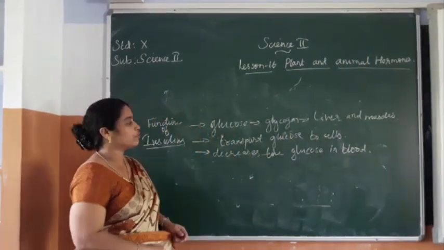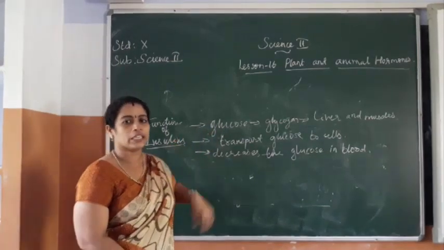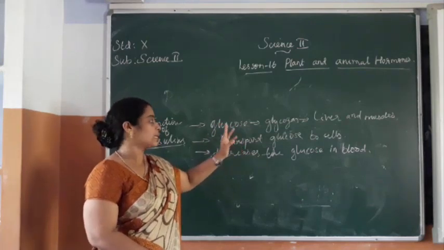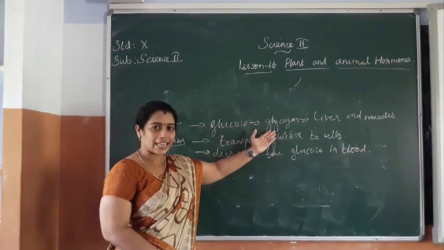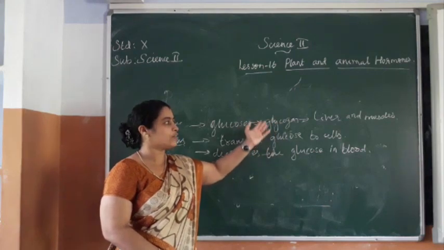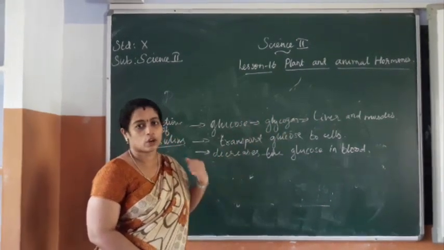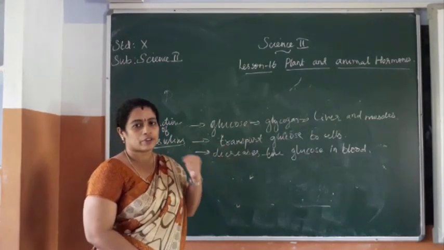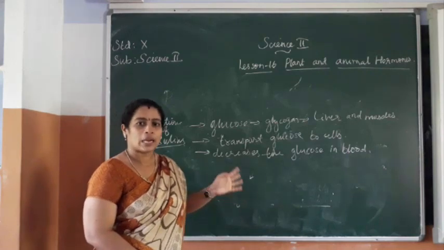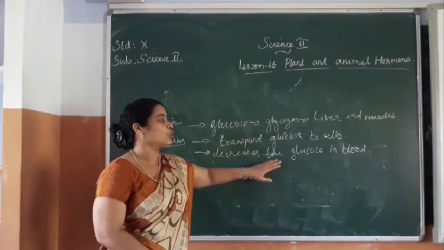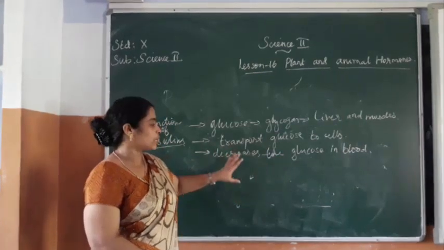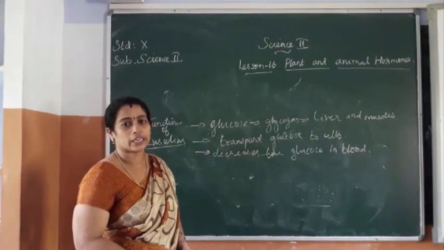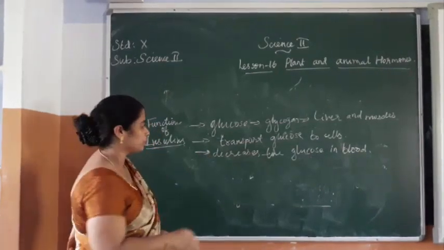So what are the three functions? First one, the food material which we are eating produces the sugar called glucose, and this glucose will be converted into glycogen and stored in the liver and muscles of our body. The next one, transport glucose to the other cells of our body from where it is produced. And it decreases the amount of glucose in our blood. So these are the different functions of insulin. Then coming to the functions of glucagon.